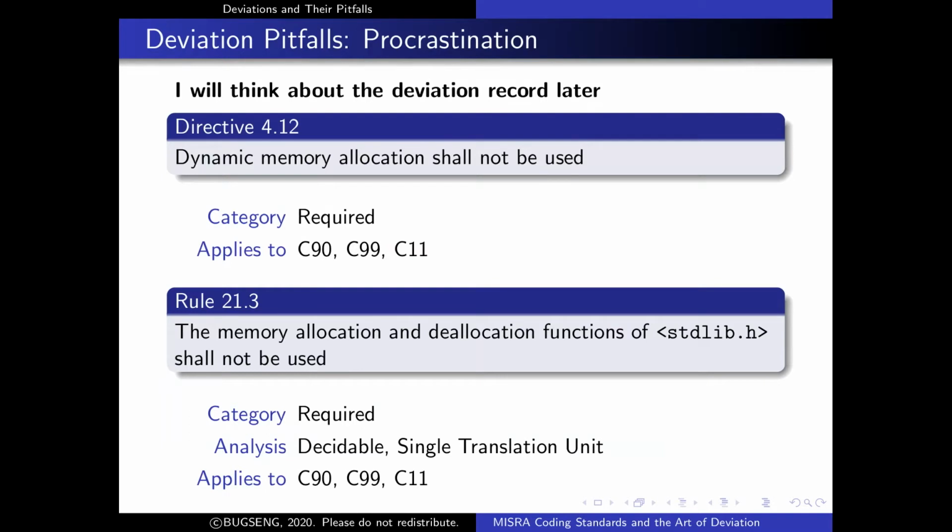And I present here an extreme example. Directive 4.12 says that dynamic memory allocation shall not be used, not simply malloc and free of the standard library. Any kind of dynamic memory allocation shall not be used. And there is also a rule targeting specifically the allocation and deallocation functions provided in the stdlib standard header file. So, well, it's better to think in advance whether you are in a position to deviate from those.